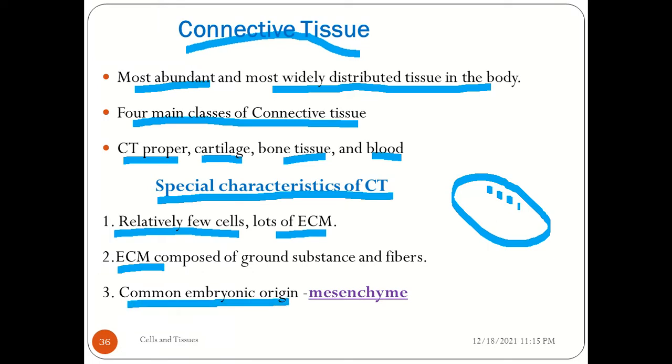Their common embryonic origin is mesenchyme. As we have seen before, the common embryonic origin for epithelial tissue is mesoderm, endoderm, and ectoderm. In the case of connective tissue, it is mesenchyme.